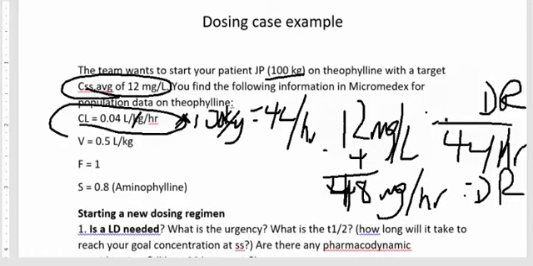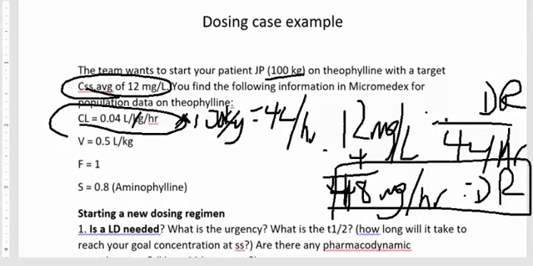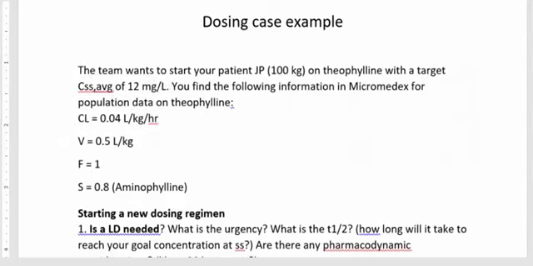So I haven't even looked to see what the problem's asking, but I know that we're going to want to give 48 milligrams per hour of this drug. All right, let's go on and actually see what we've asked for. So we're starting a new dosing regimen. Is a loading dose needed? Well, when is a loading dose needed? What is the urgency? What is the half-life? Well, what's the half-life of this drug?